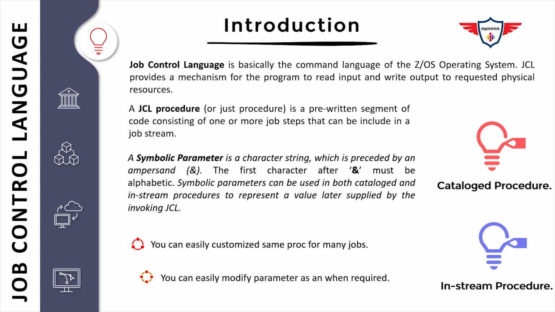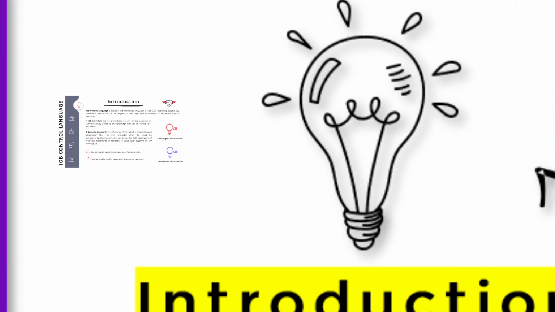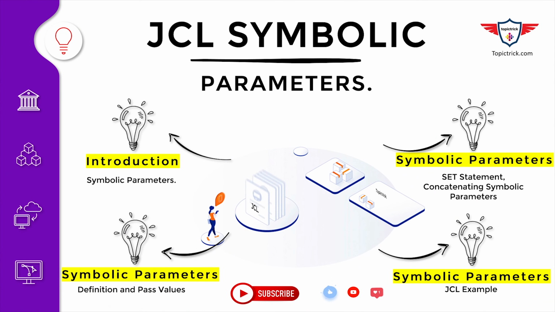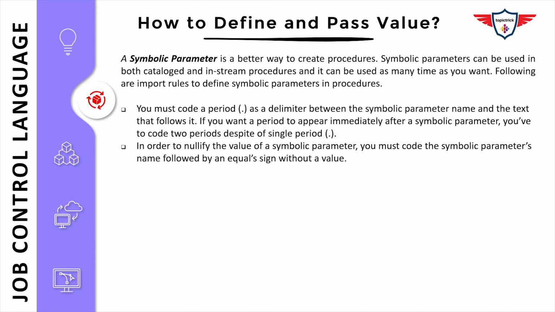Now let's look at the benefit of using JCL symbolic parameters. So the first one is that you can customize same proc for multiple jobs. And the second important benefit of using symbolic parameter is that it is easy to modify the parameter as and when it is required. Now let's move on to the next section where we'll focus on how to define a JCL symbolic parameter and how you can pass values to these symbolic parameters with the help of JCL.